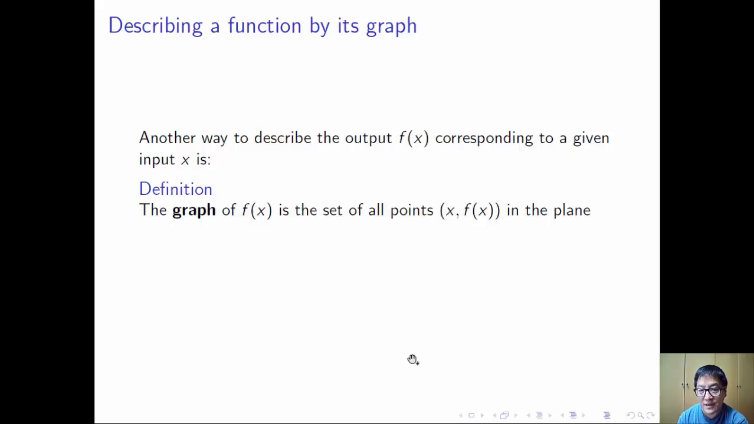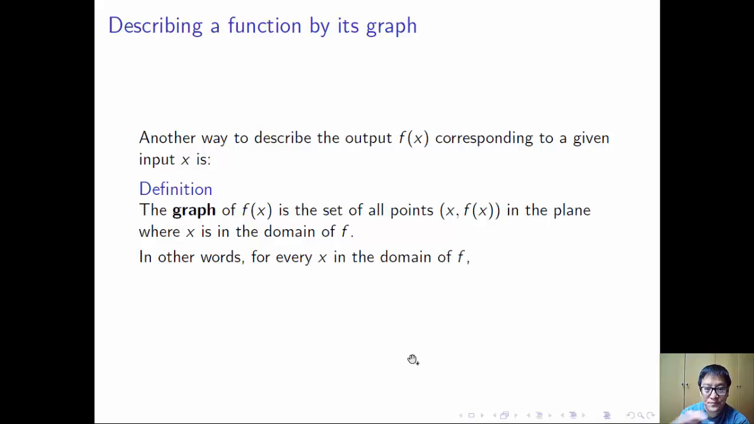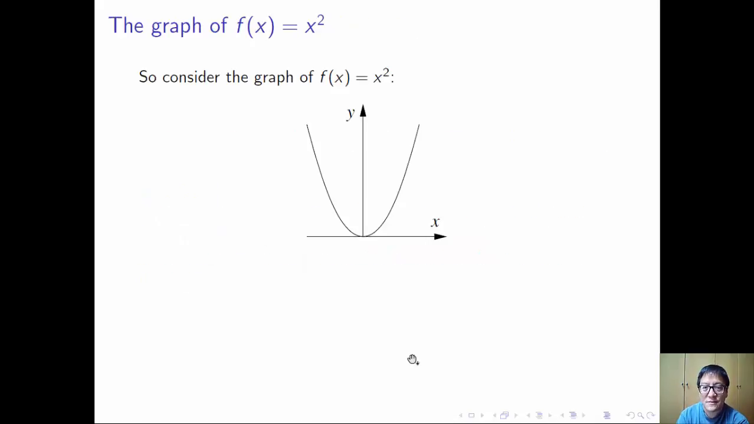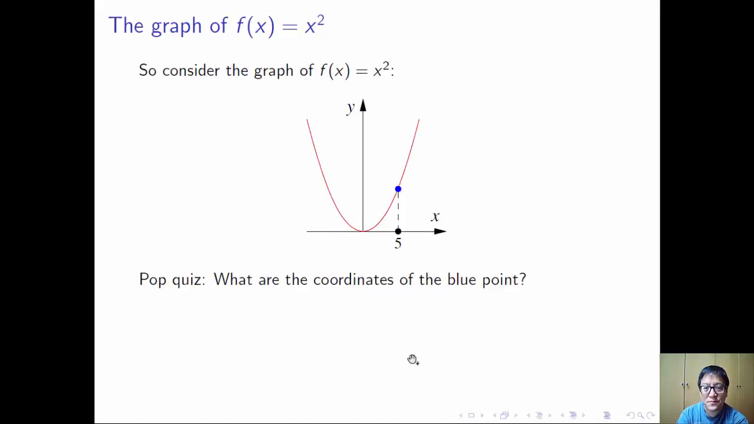The graph of a function f of x is the set of all points x, f of x in the plane where x is in the domain of f. In other words, for every x that's in the domain of f, we color in the corresponding point x, f of x. Here's an example: the graph of f of x equals x squared, and there it is.